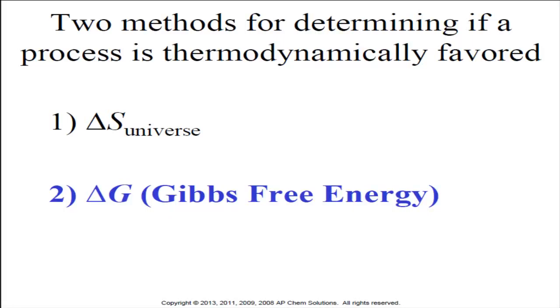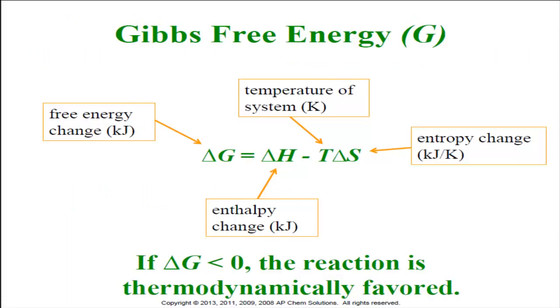In this video, we're going to talk about Gibbs free energy, or delta G, which is the other method to determine if a process is thermodynamically favored. So the equation looks like this: delta G equals delta H minus T delta S. So you can see that the delta G is your free energy change, your delta H is your enthalpy change, temperature is T, and entropy change is delta S. So if your delta G value is less than 0, then the reaction is going to be thermodynamically favored.